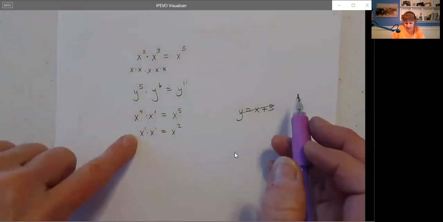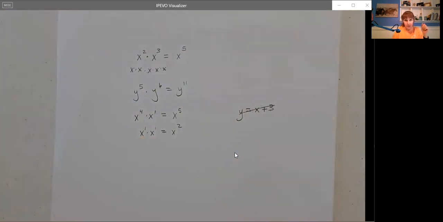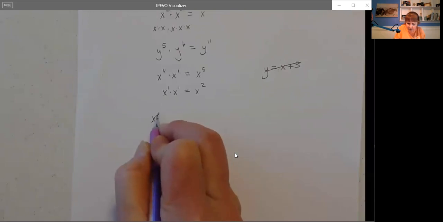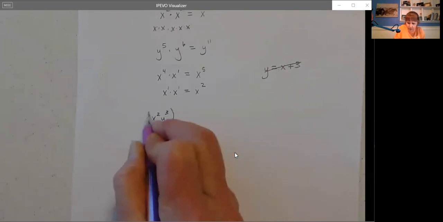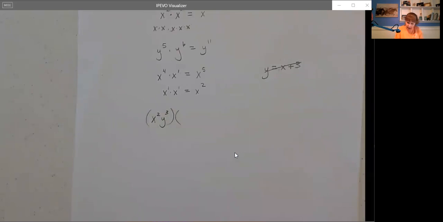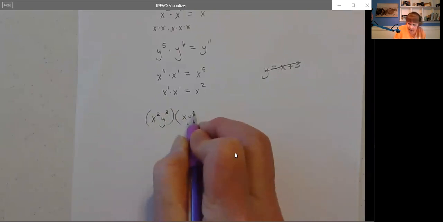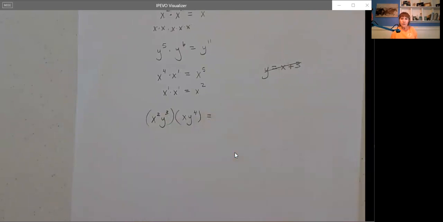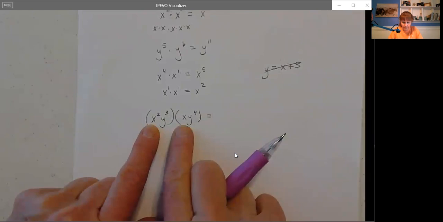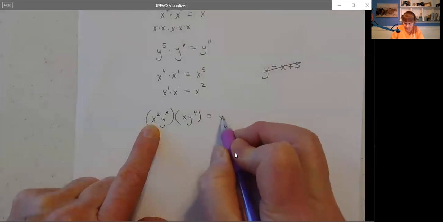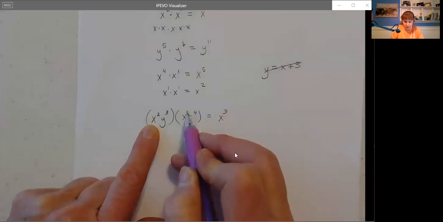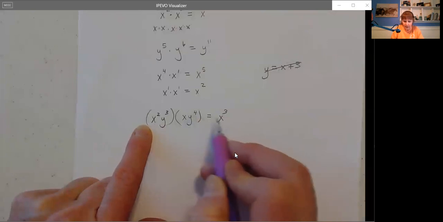So when the bases are the same, you add exponents. Well, what happens if the bases vary? In other words, what happens if I had x squared y cubed times x y to the fourth? We'll use parentheses for multiplication rather than a dot. What happens if you were multiplying something like this together? Well, you do the bases separately. So in other words, you look at the x's, these bases match, so you add their exponents, 2 plus 1. Remember, there's a 1 there. So you just look at the common bases and you add their exponents.